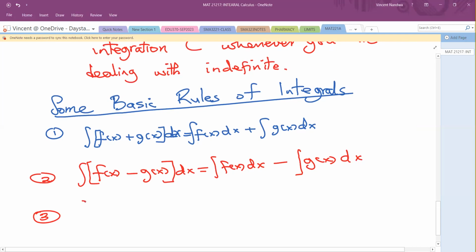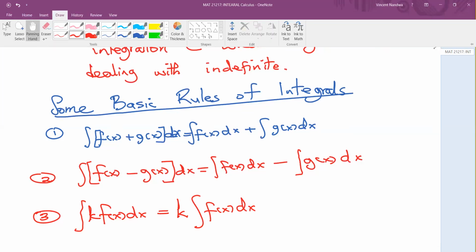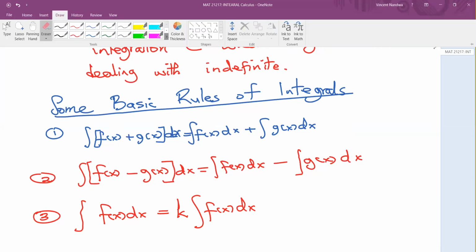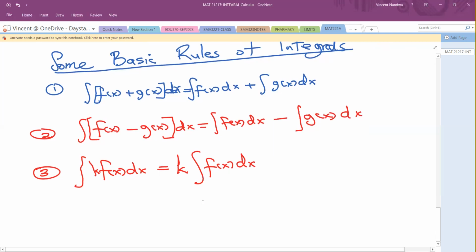Then number three, the integral of a constant times a function f of x is the same as the constant times the integral of f of x dx. So that means if you multiply a constant by a function which depends on x, and you integrate the product, it's as good as factoring the constant out of the integration sign, carrying out the integration of that function, then finally multiplying by the constant. Still both for definite and indefinite.